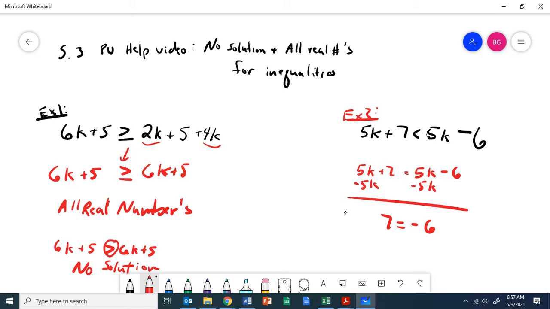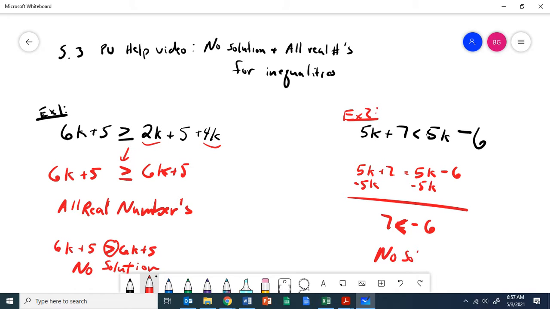Well, when your variables all cancel out like that, we need to go back up and look at the inequality, and we need to replace it with that equal sign. So I'm going to put 7 is less than negative 6, okay, because I just brought that sign down. And you need to ask yourself, is 7 less than negative 6? And if you run into something like this, you would also again say no solution.